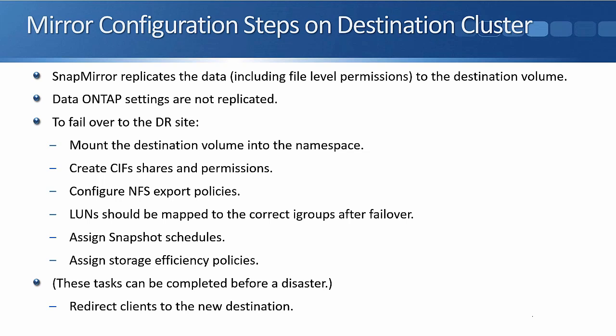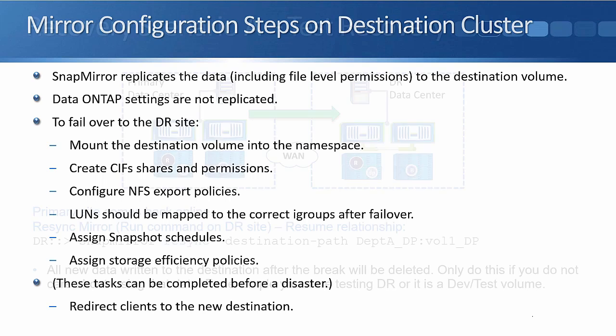So those tasks are all mandatory for the clients to be able to access and use the data. Other things that you should do are assign snapshot schedules and assign storage efficiency policies. Those tasks you can do before the disaster to save time if you do have to do a failover. And the other thing you need to do as well that we mentioned on the last slide is redirect clients to the new destination.